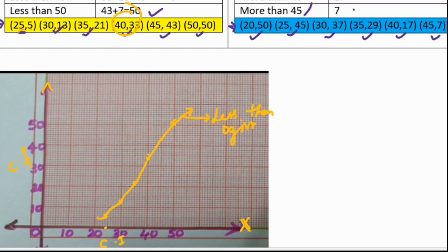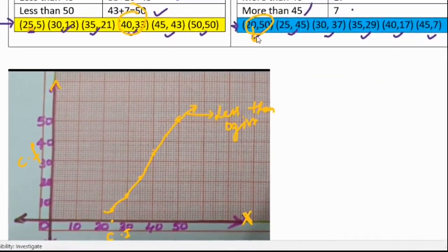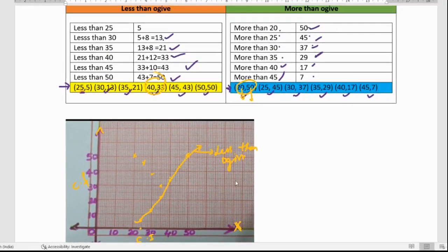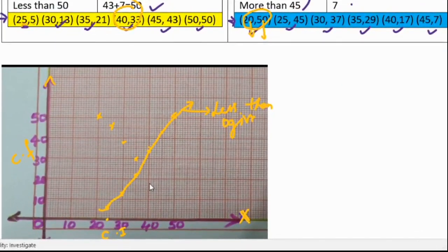So now we will draw the more than Ogive curve with the given points. So 20, 50: 20 is x and 50 is y. So the point lies here. 25, 45: denote 25 on x and 45 on y, and plot like this. 30, 37: 30, 37 means 7 lines above 30. So 35, 29: 35, 29 means it is below 30. 40, 17: 40 on the x axis, 17 on the y axis. 45, 7: so 45, 7 lies here.